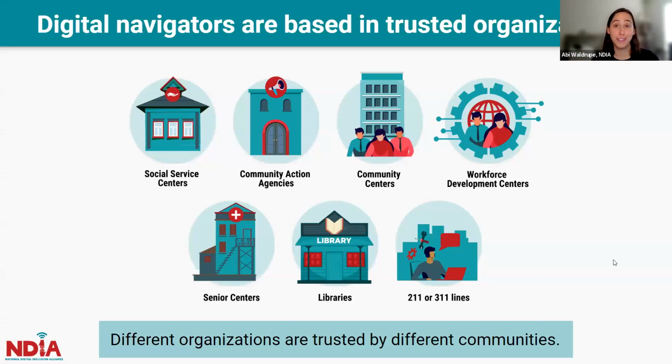We have seen digital navigators in a lot of different kinds of community organizations, so I would not limit yourself to the examples given here. Be very broad in thinking about where there's trust in the community, and where people access things that they might need support with. Anywhere that meets a need for digital navigator support, and where digital inclusion aligns with that organization's mission, might be a good fit for a digital navigator program.